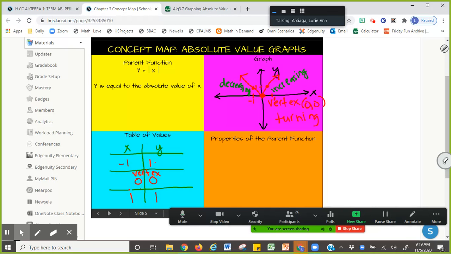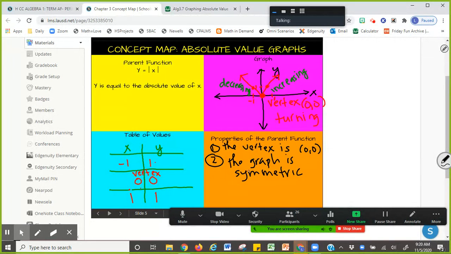None? Okay. Now let's write down the properties of the parent function. Number 1 property, the vertex is (0, 0). Number 2, since if you fold along the y-axis, the left-hand side would match the right-hand side, then you would say the graph is symmetric. It's symmetric because the y-axis splits it evenly into half, right?